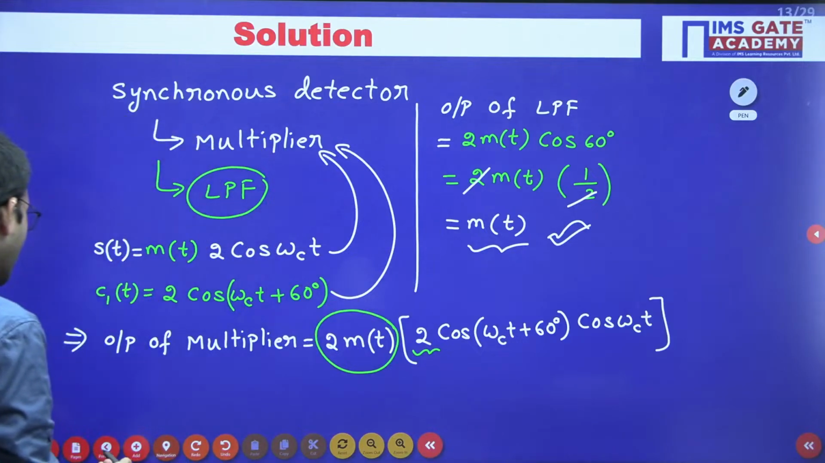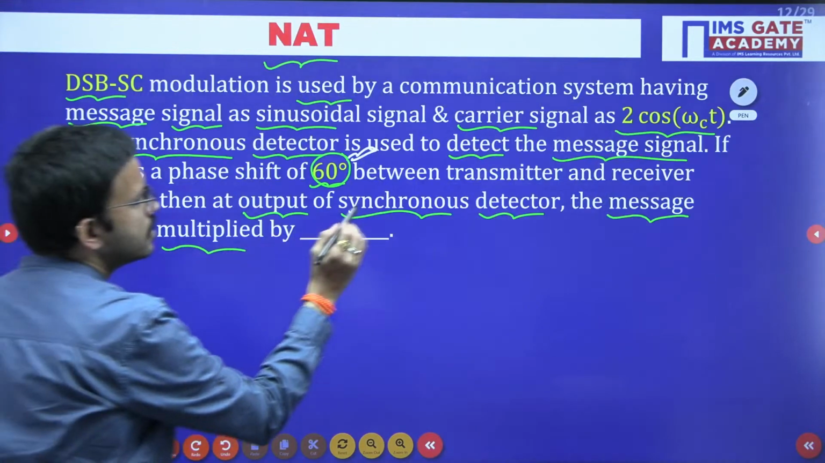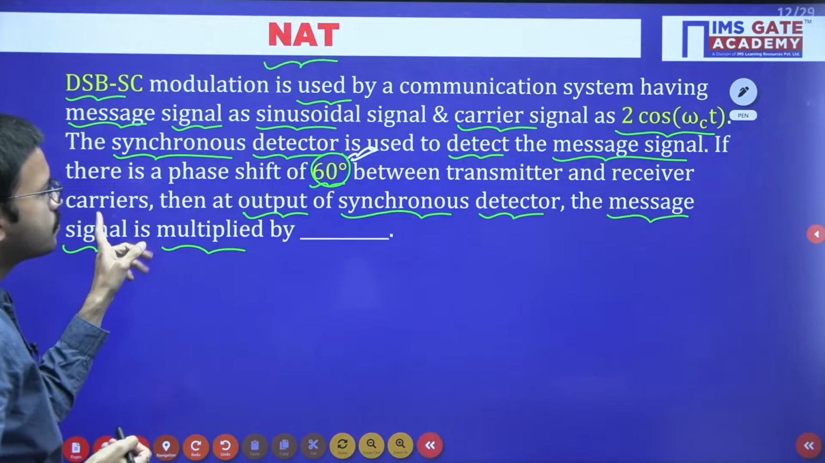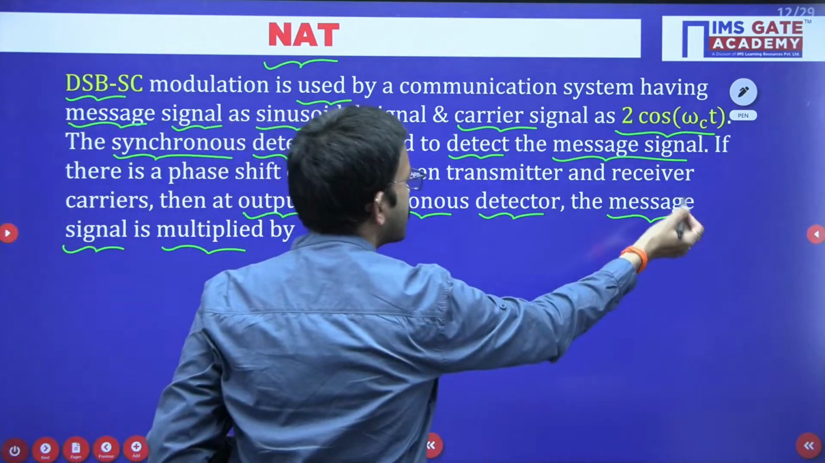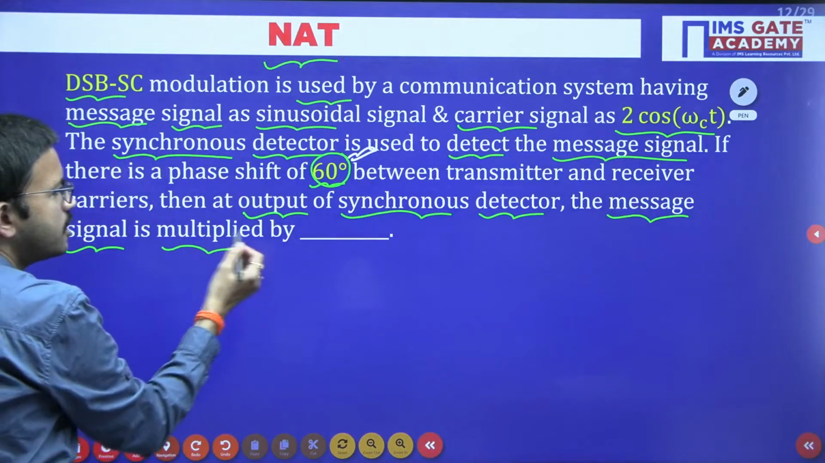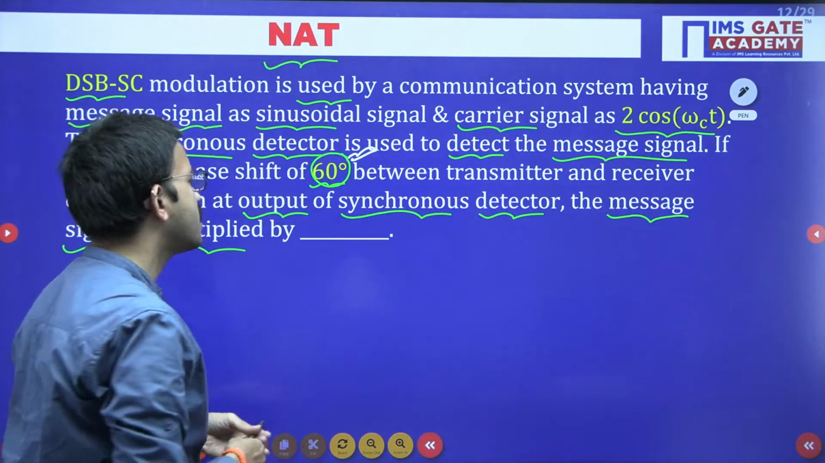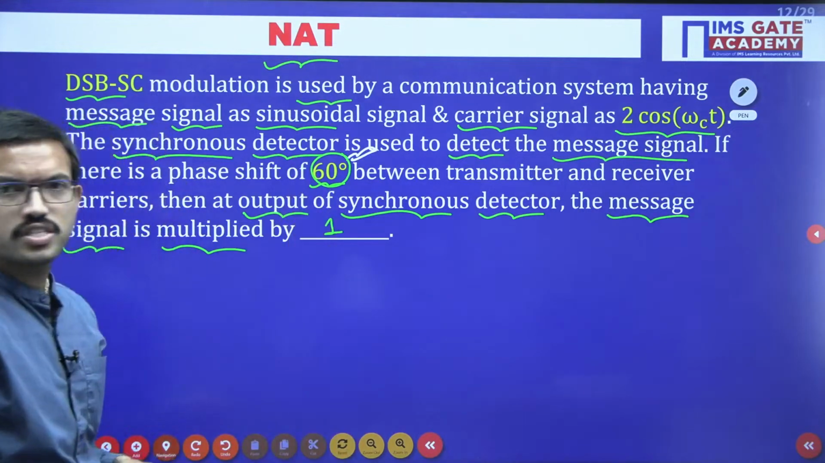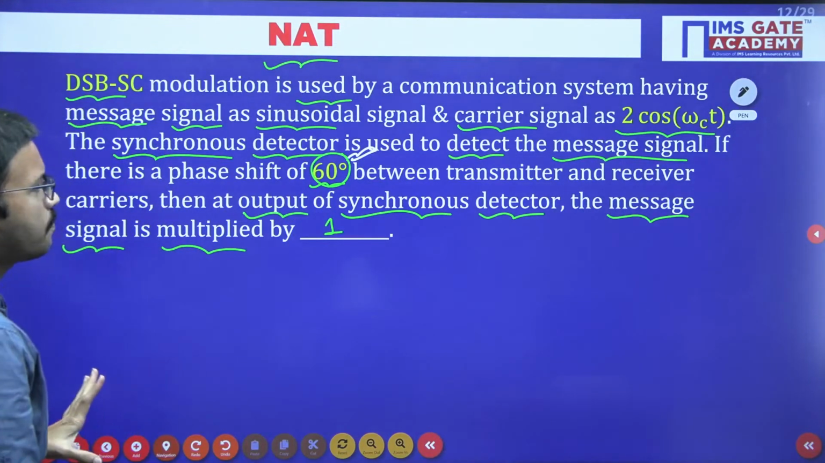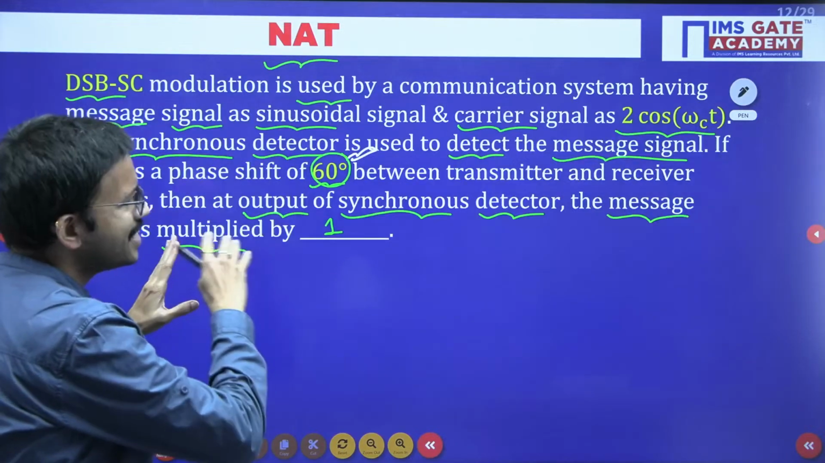So now just look at the question. Here at the output of the synchronous detector, you are getting a signal. In that particular signal, the message signal is multiplied by how much? That is the question. The answer for this question is 1. I hope it is clear for everyone. It is very simple. You can easily solve.